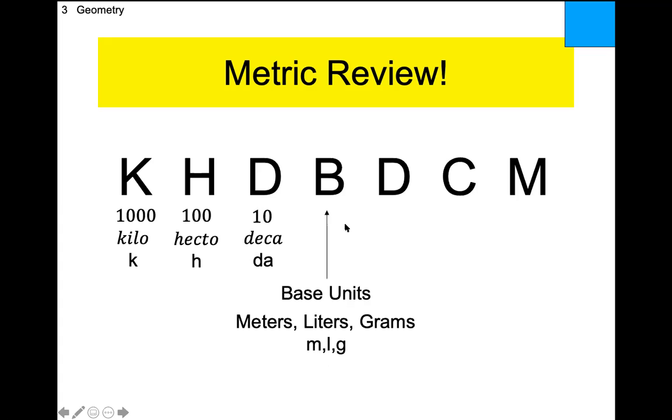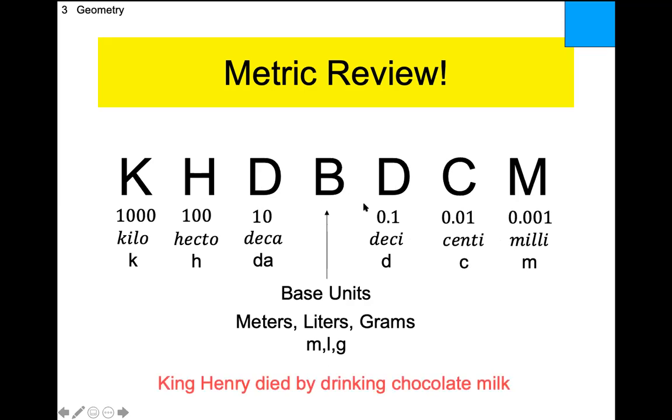B is your MLG, your meters, liters, and grams. The second D is 0.1, a tenth, so deci. Then C is centi and M is milli. Centi means 100th, and milli in Latin means 1,000. All right. King Henry died by drinking chocolate milk.